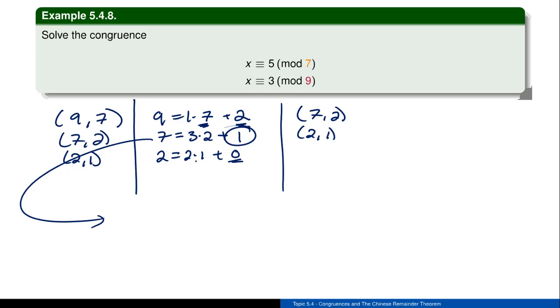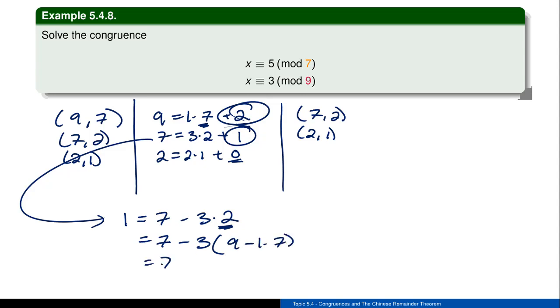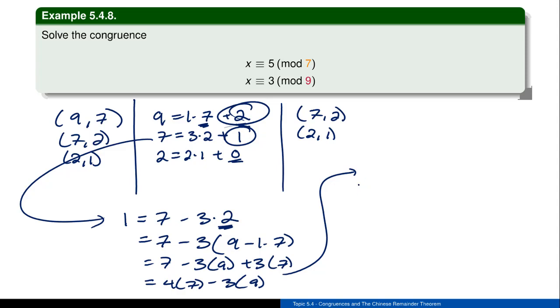So in this case, I can solve this thing for a 1, which is going to say 7 minus 3 times 2. And now I'm going to build off of that little 2. So I'm going to substitute that knowledge of what 2 is from above into this little 2 right here. So in this case, I'm going to have a 7 minus a 3, and then a 9 minus 1 times 7. Distributing is going to give me a negative 3 times a 9 plus a 3 times a 7, which is going to give me that 4 times a 7 minus a 3 times a 9. So in this case, what I see then is that if I write this as 7 times 4 plus 9 times negative 4, I get exactly what I saw on that last slide.